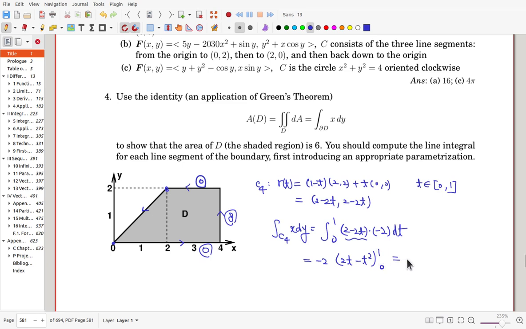Right? So that is minus 2 times, that is 2, and this is 1, 2 minus 1, so we have minus 1. Okay, no, minus 2. So we have here minus 2. So the total addition is 6. Okay, the area of the region is 6. You can see it quite easily. So part by part along the boundary, you can get the line integral and sum.